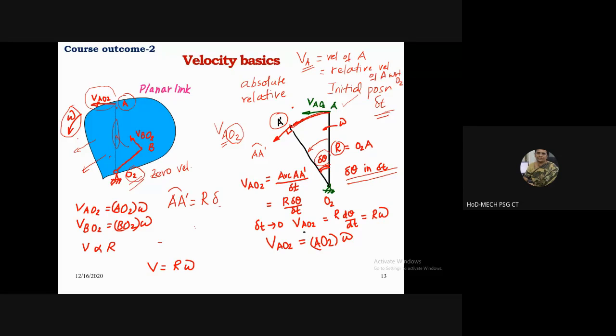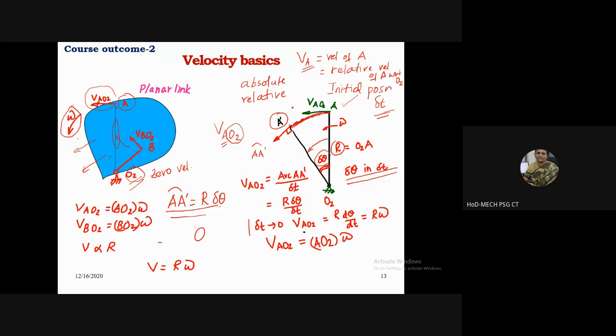L theta. So this is the arc length AA dash, and we are trying to find out the expression for velocity. So R del theta in the numerator divided by del t. In the limit delta t tending to 0, the velocity expression will become R into d theta by dt.